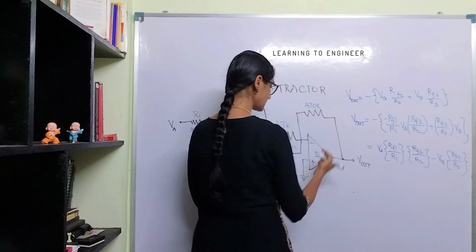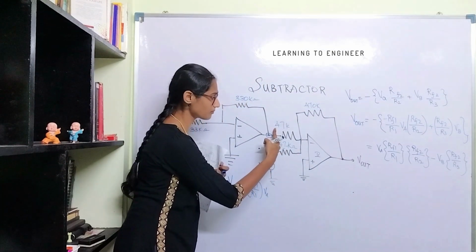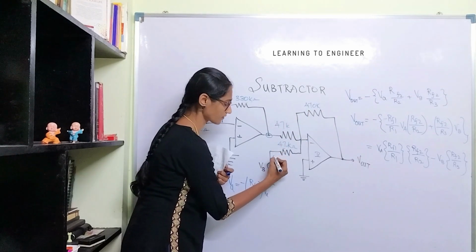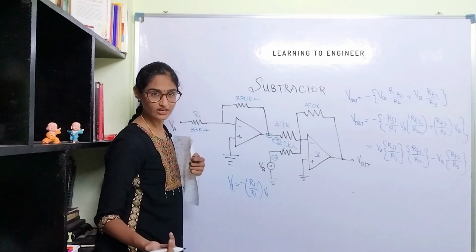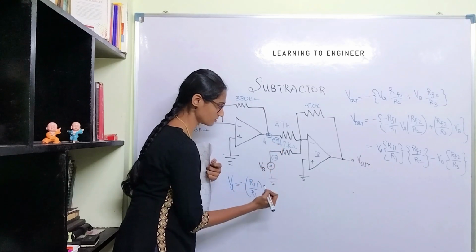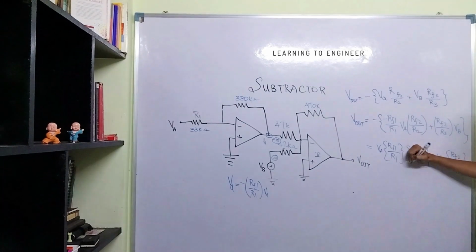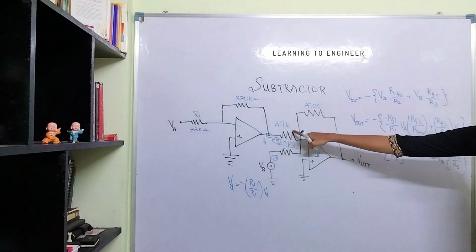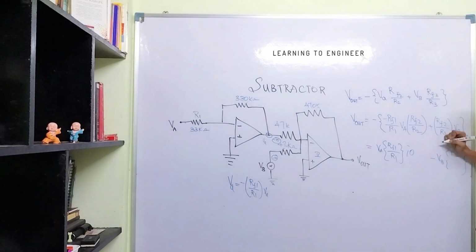In the first stage, if you observe, RF by R1 will be minus 10. It is minus 10 for this input also. So for this, the gain is minus 10, and for this also, the gain is minus 10. Do you get the point? Let us say this is VA and this is VB. RF2 by R2 is 10 here, because this is RF2 and this is R2: 470K divided by 47K is 10. So this is times 10 and this is times 10.